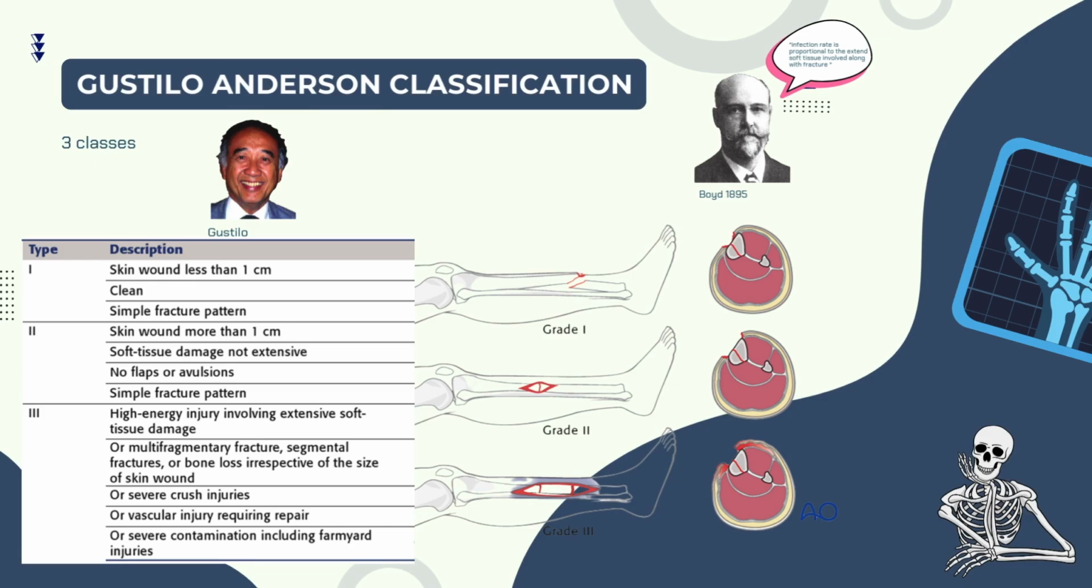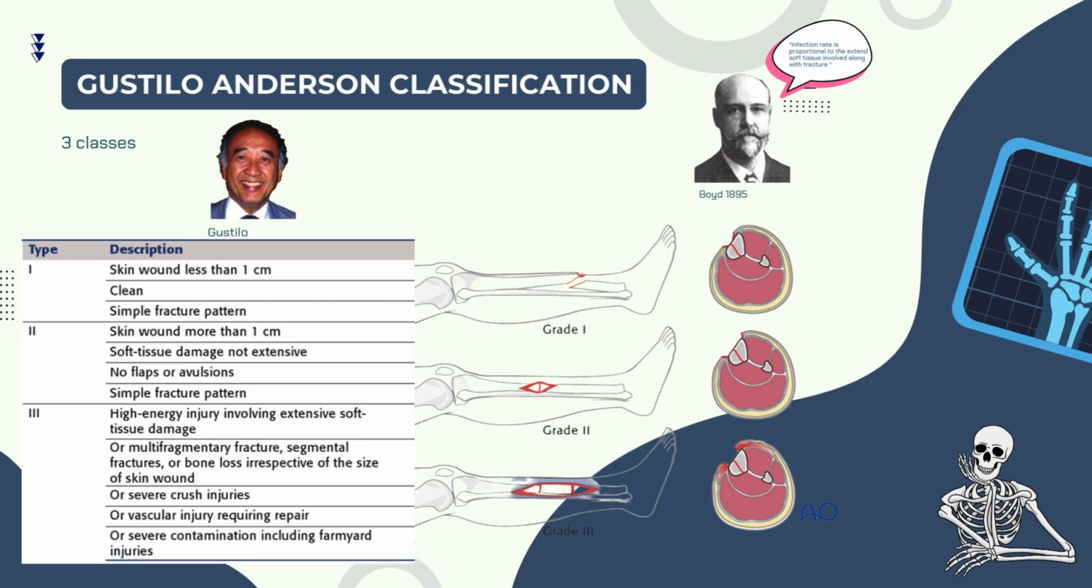In 1895, Dr. Boyd proposed that infection rate is proportional to the extent of the soft tissue involved along with the fracture. After that, in the 20th century, Gustilo studied open fractures in detail and divided them into three groups according to the type: Type 1, Type 2 and Type 3.